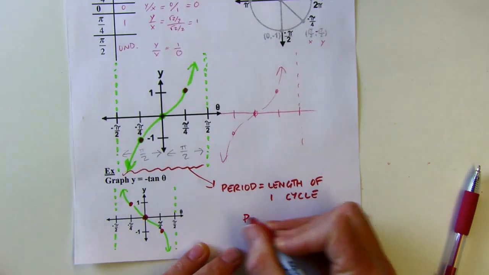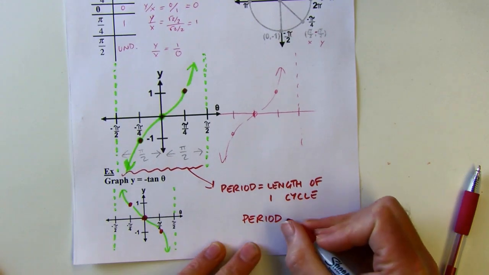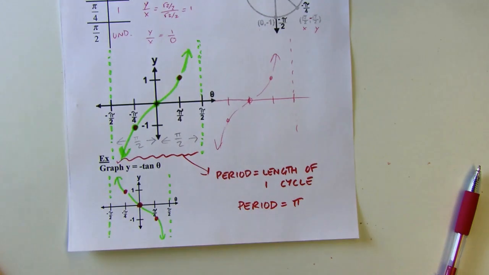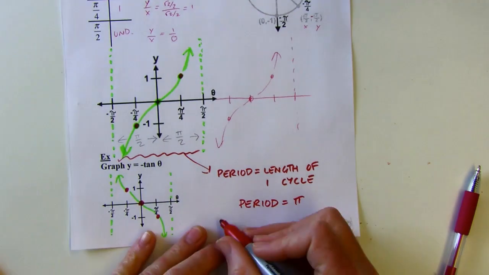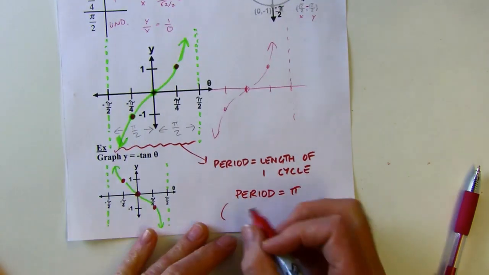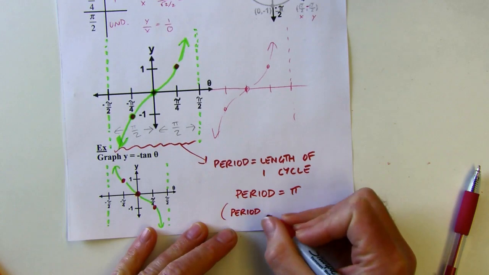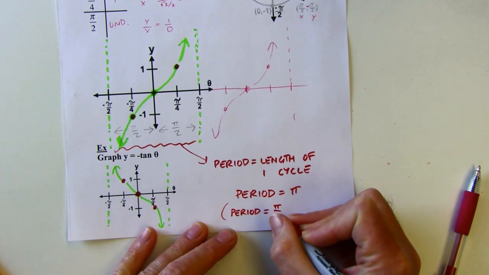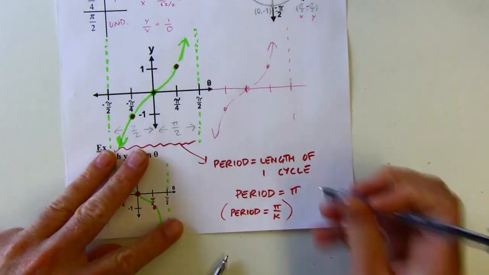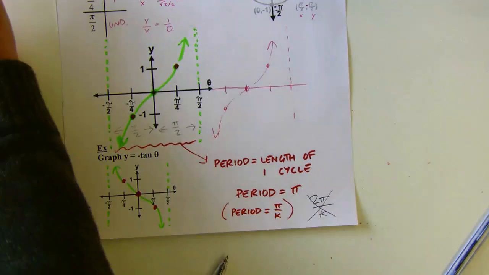So the period for tangent for the parent graph is pi, okay? And that means when we're looking for the period on other functions, this is the parent graph, but anytime we're using tangent, we're going to use pi over k. Okay? For sine and cosine, we use 2 pi over k, but we're not going to use that for tangent.